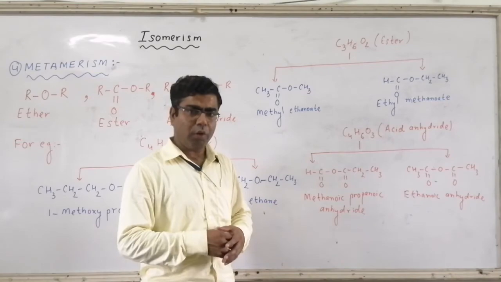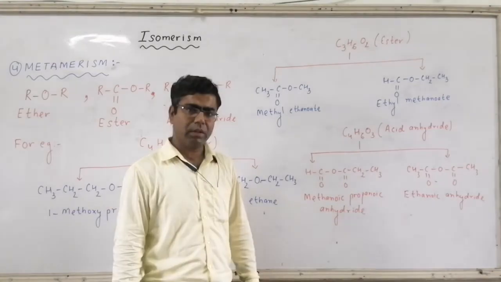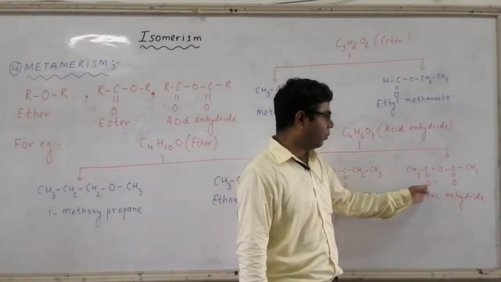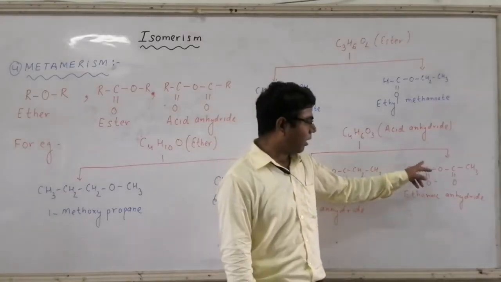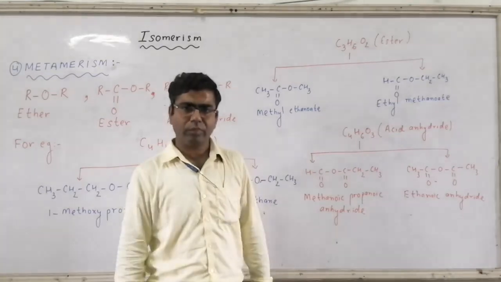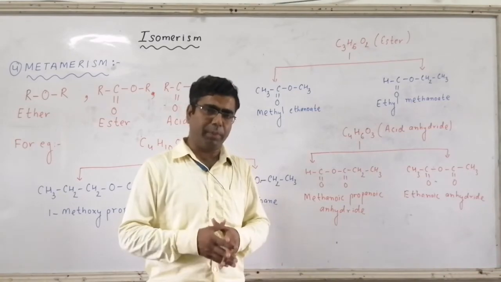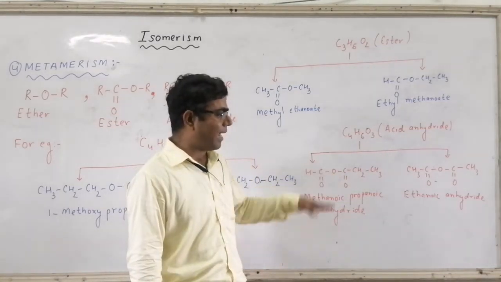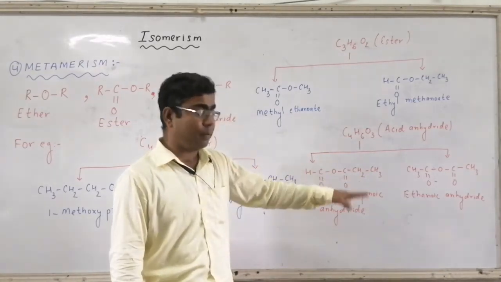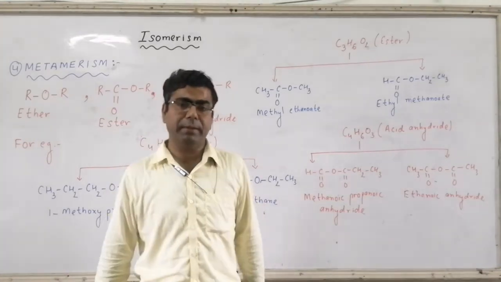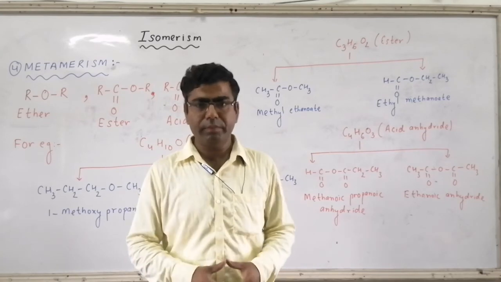Now what I can do? I can simply shift one carbon atom from this side to this side. It becomes CH3, C double bond O, C double bond O and CH3. This compound is called ethanoic anhydride. So here, for the given molecular formula, two metamers are possible, that is methanoic propanoic anhydride and ethanoic anhydride, or in other words we can also say that methanoic propanoic anhydride is a metamer of ethanoic anhydride. So this is all about metamerism.